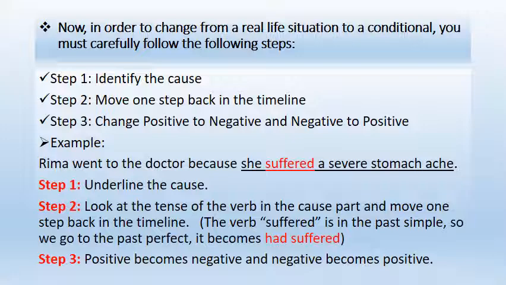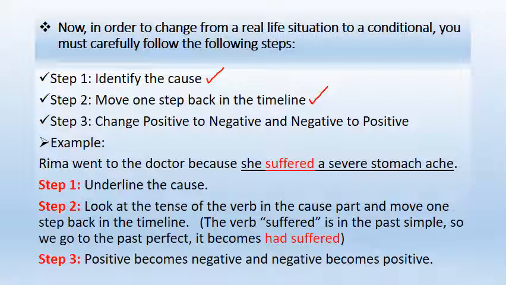Now, in order to change from a real-life situation to a conditional, you must carefully follow the following steps. Guys, it's all about steps in these last 3 lessons. First major step, very easy, identify the cause and underline it. Step 2, move 1 step back in the timeline, just as we did with the quoted and reported, meaning all the presents become their past.